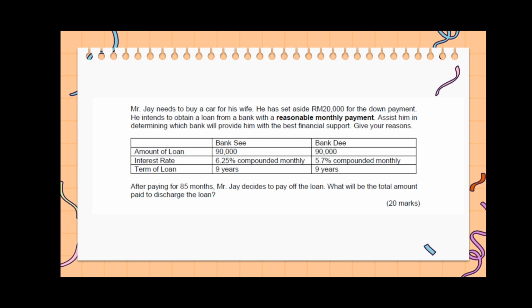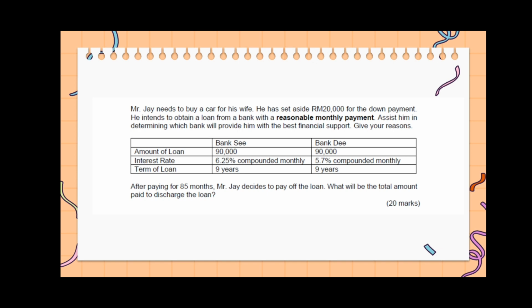The question is, Mr. J needs to buy a car for his wife. He has set aside RM20,000 for the down payment. He intends to obtain a loan from a bank with a reasonable monthly payment. Assist him in determining which bank will provide him with the best financial support. Give your reasons.